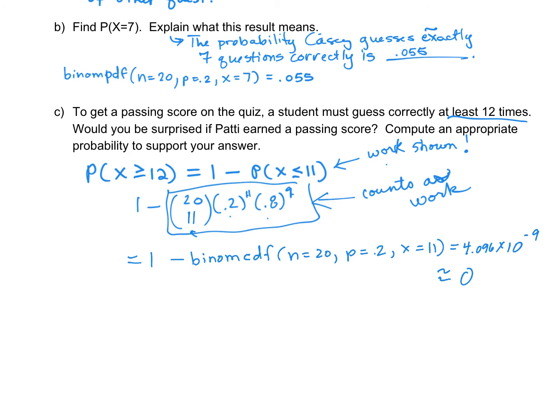P is 0.2, right? And x is 11? I put in 12. Hang on. What did you guys get back there? 0.0001. Okay.